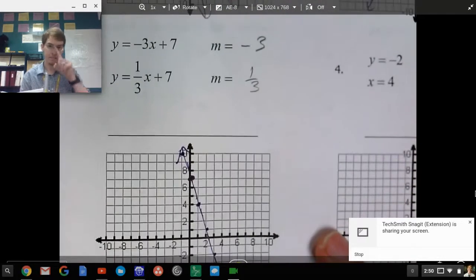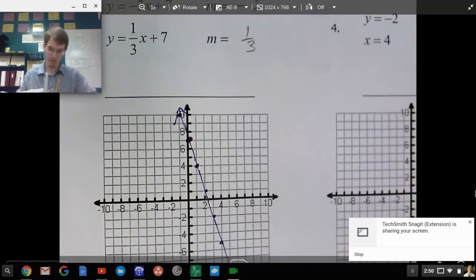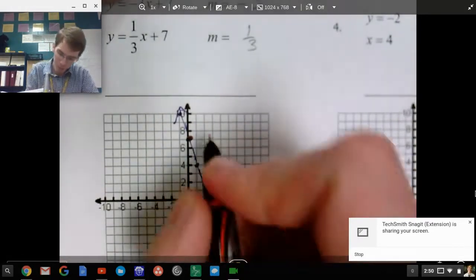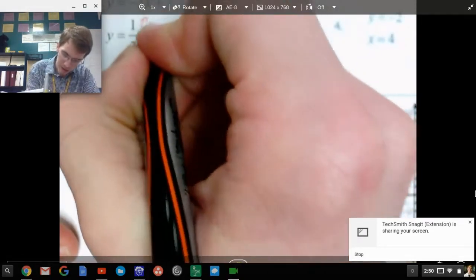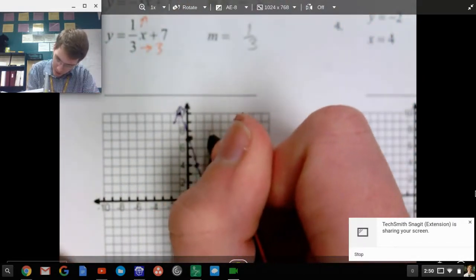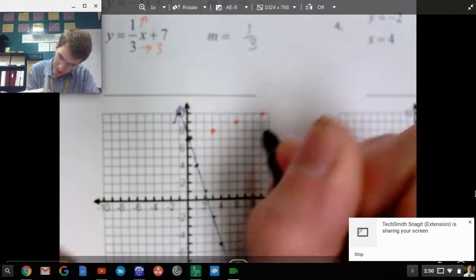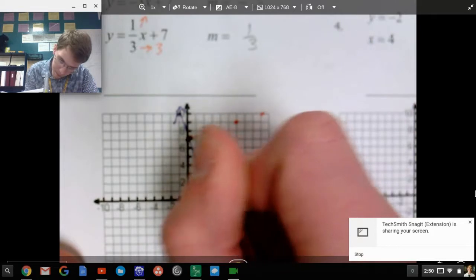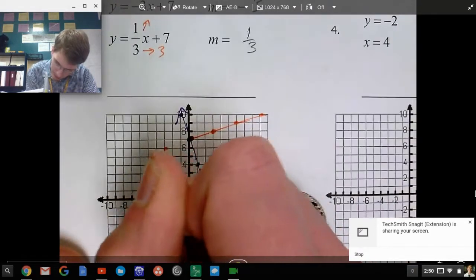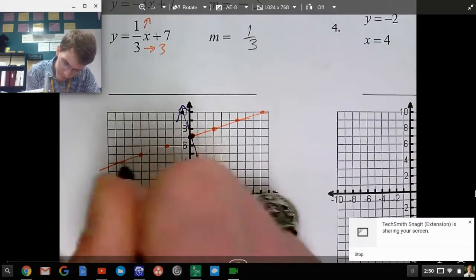How about that second line? Okay, I have 1/3 x plus 7, so I'm going to start at plus 7. They actually have the same y-intercept, but 1/3, so that's going to be up 1 and to the right 3. So up 1 to the right 3, 1 to the right 3, 1 to the right 3, or down 1 to the left 3, down 1 to the left 3.